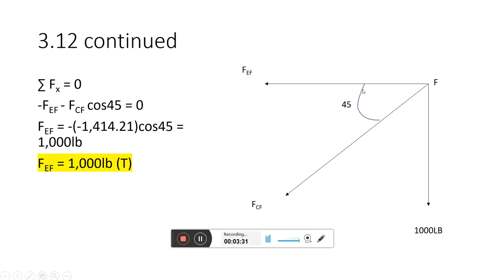So for EF, which is this segment right here, we take the sum of all the x forces. So you have negative EF minus FCF cosine 45 equals 0. You take the FCF, which we found on the previous slide, of negative 1,414.21. And if you isolate for EF on one side, you get 1,000 pounds. And because that's positive, it means that that segment is under tension.